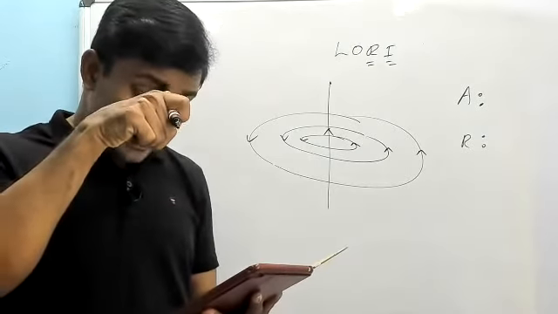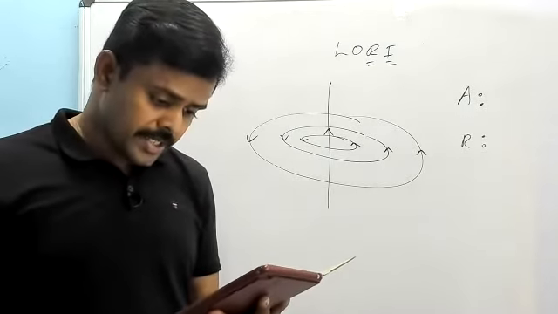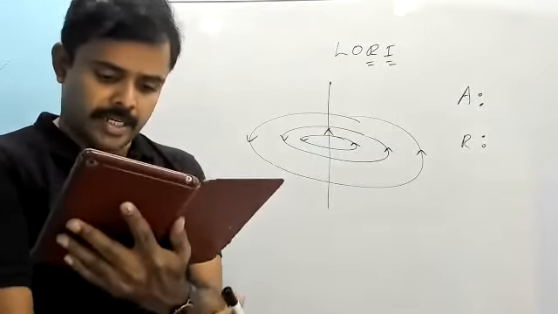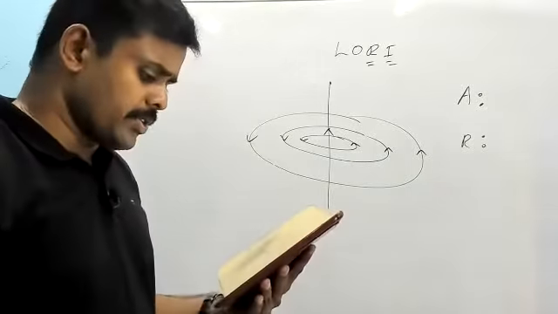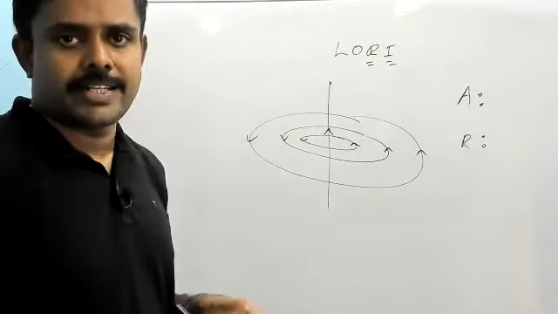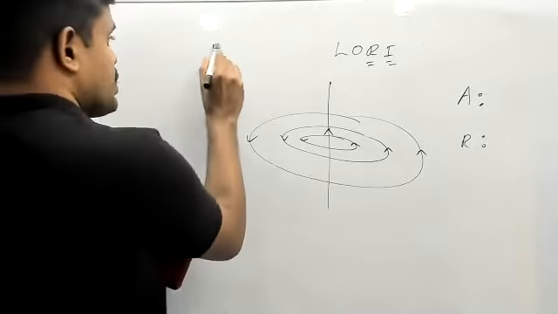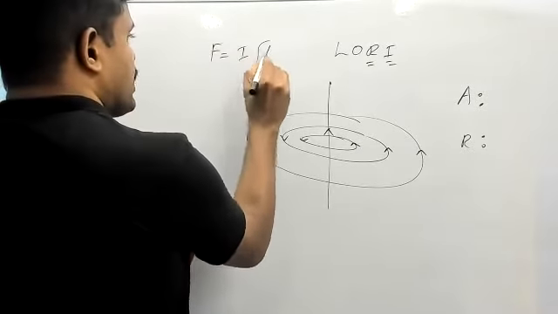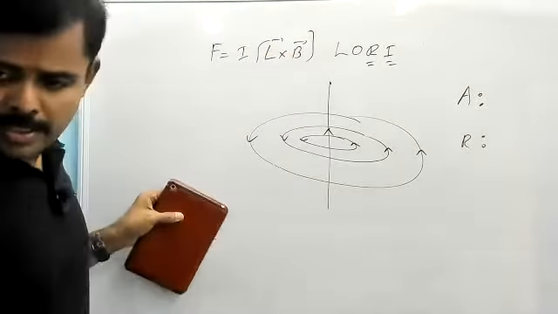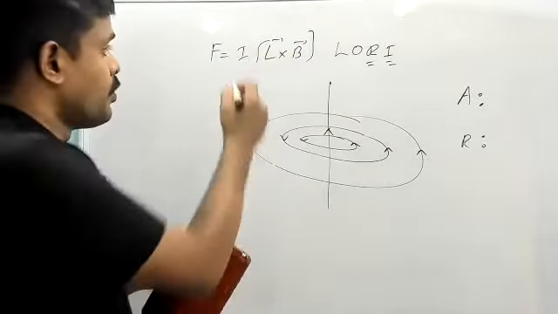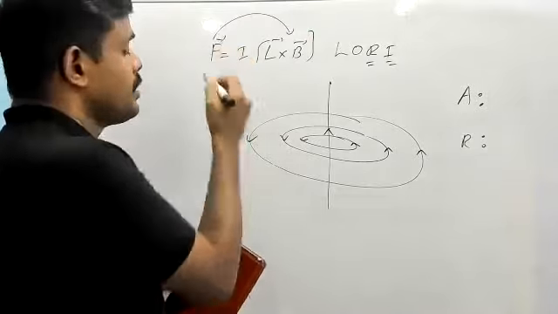Question number 23. According to Fleming's left-hand rule, the direction of force is parallel to magnetic field. That's wrong. Because Fleming's left-hand rule says what? I into L cross B, right? The force on a conductor is given by I into L cross B. Is force parallel to magnetic field? No.